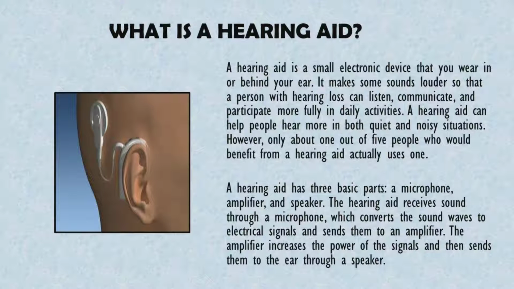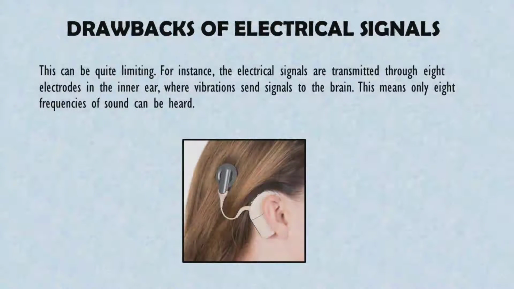Let us know about the structure of a hearing aid. A microphone, amplifier and speaker are three essential components of a hearing aid. A microphone takes sound and transforms it into electrical signals, which are then sent to an amplifier in the hearing aid. The amplifier boosts the signal power before sending it to the ear through a speaker. This can be very restricting.